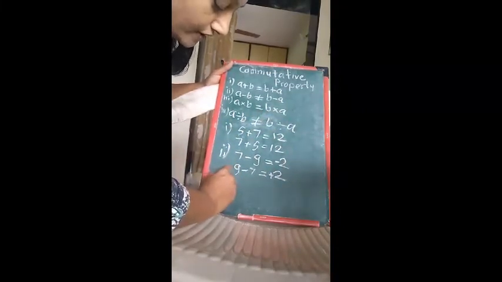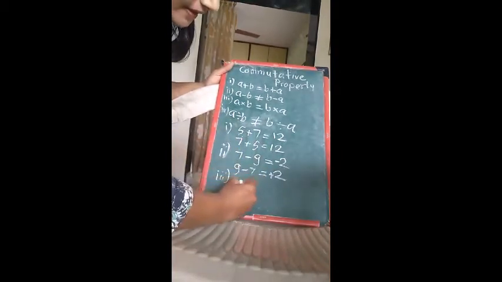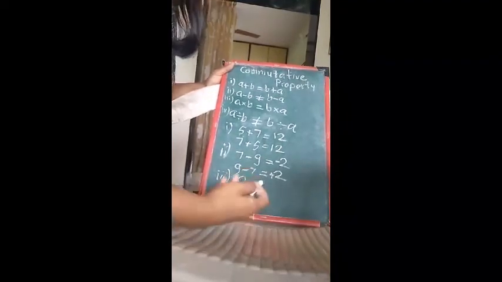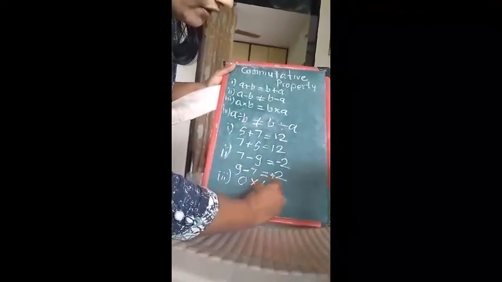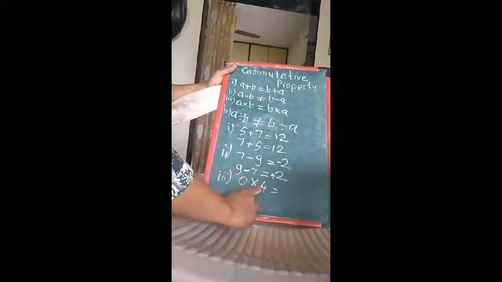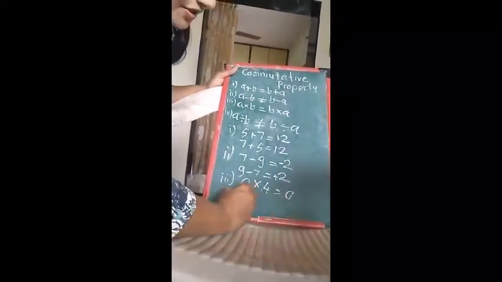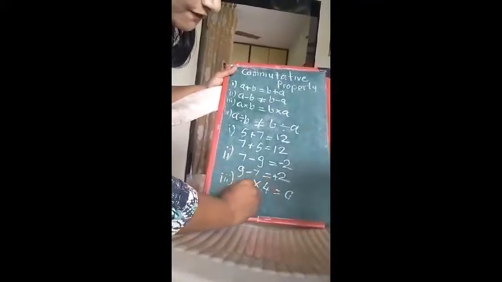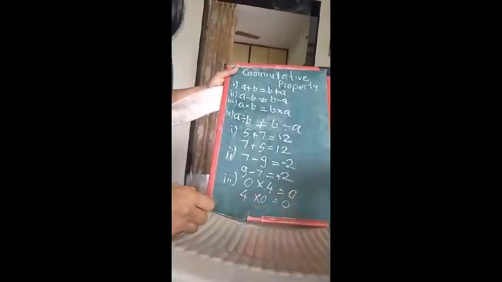Okay, now third we are going to see about multiplication. Let's take any two whole numbers, that is 0. We will take 0. 0 multiplied by 4. Okay, so what is the answer? Whenever you multiply 0 with any number, the answer will be 0. Okay, so if we exchange this number, 4 multiplied by 0 is equal to, again the answer is 0.